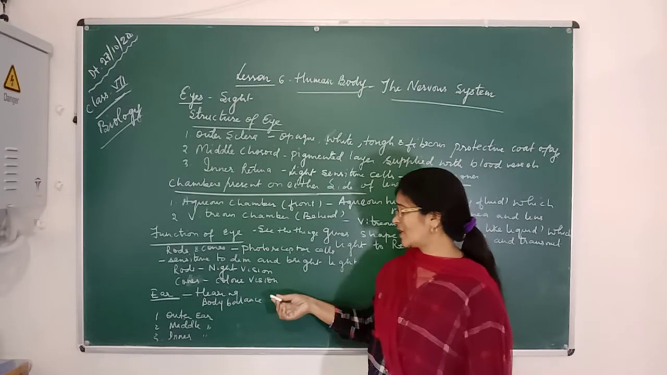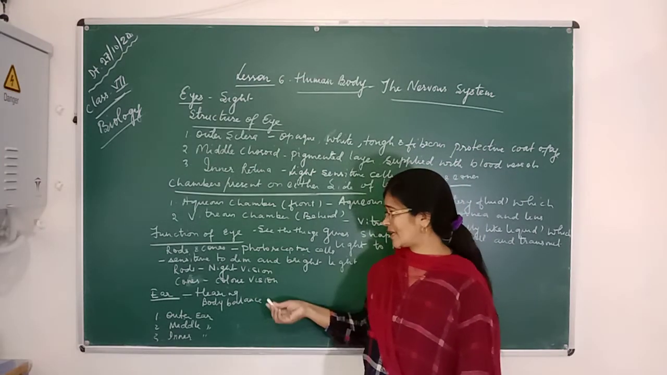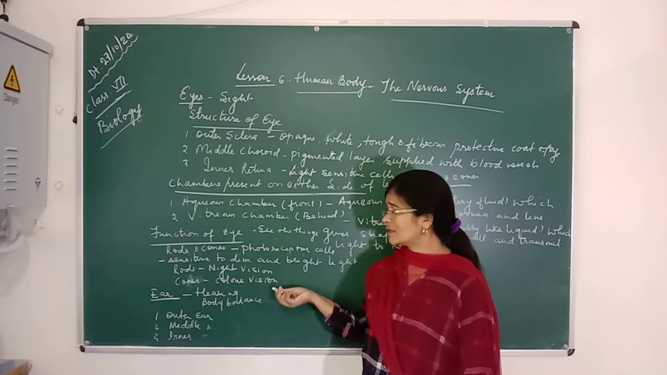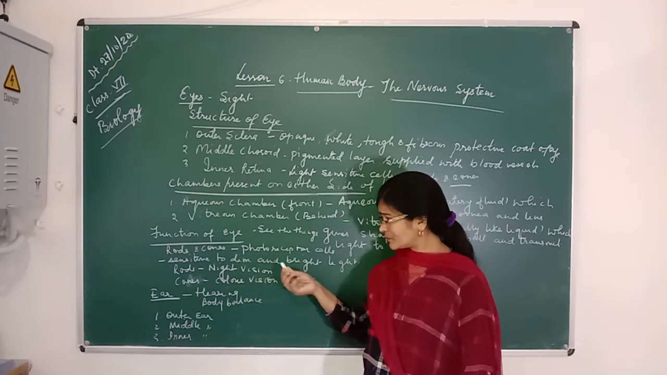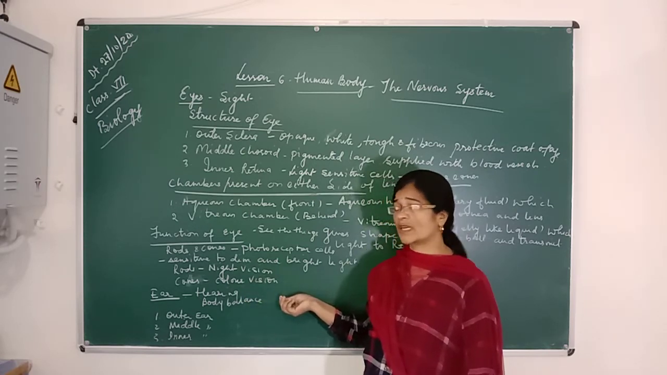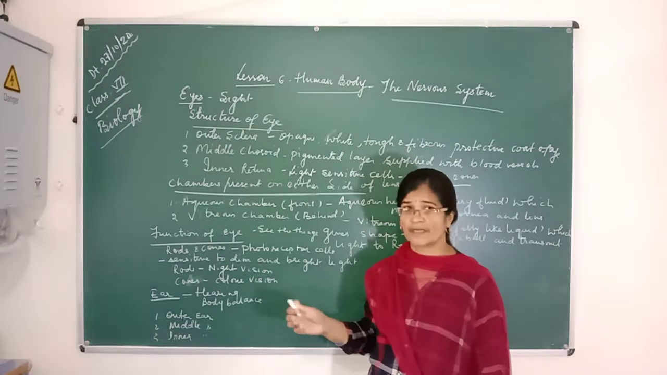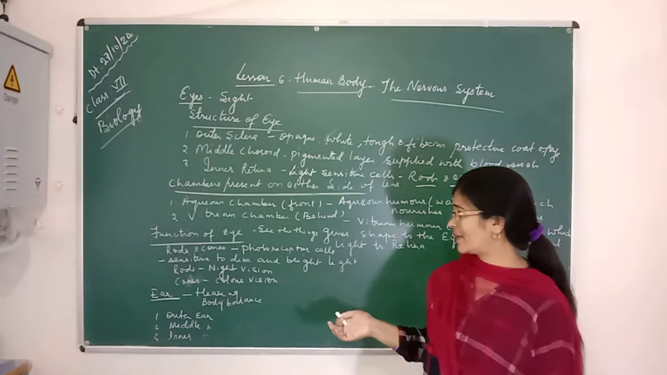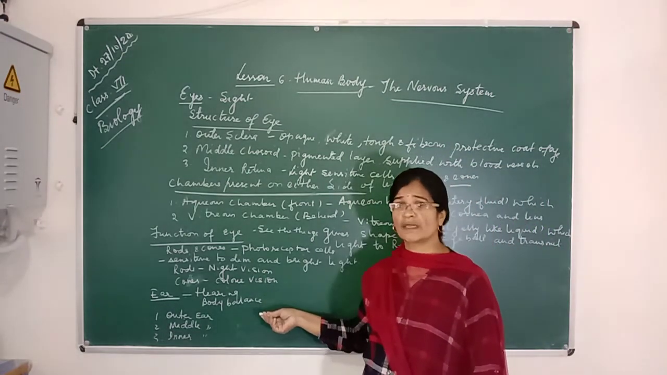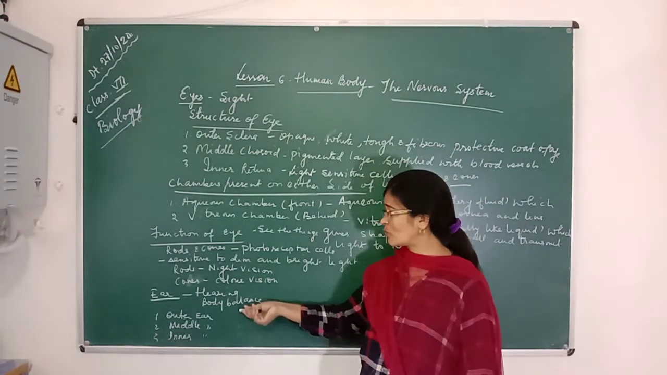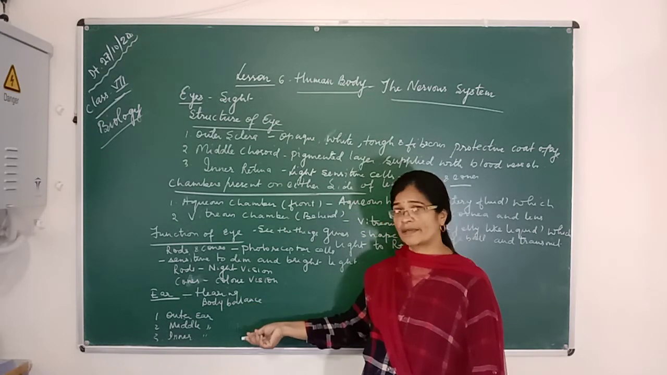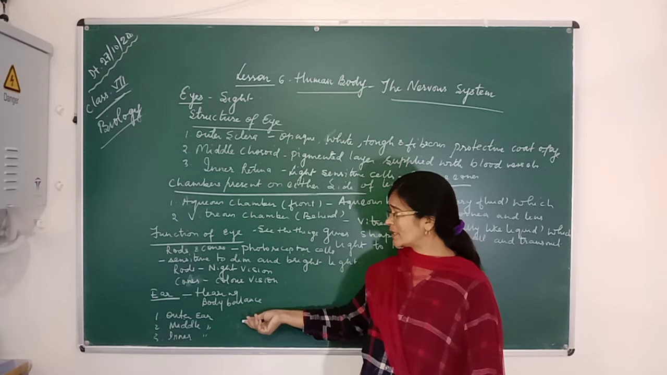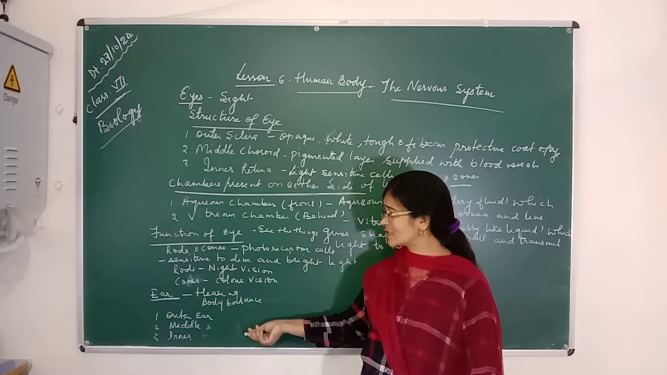This is a short, brief description of the structure of the eyes. Another organ I want to discuss in short, and the remaining part I will discuss in the next class, is the ear. The ear is also a receptor organ, responsible for hearing sound. Not only this, it also helps in maintaining body balance. The ear mostly consists of 3 parts: outer ear, middle ear, and inner ear. The structure of the outer ear, middle ear, and inner ear I will discuss in the next class.